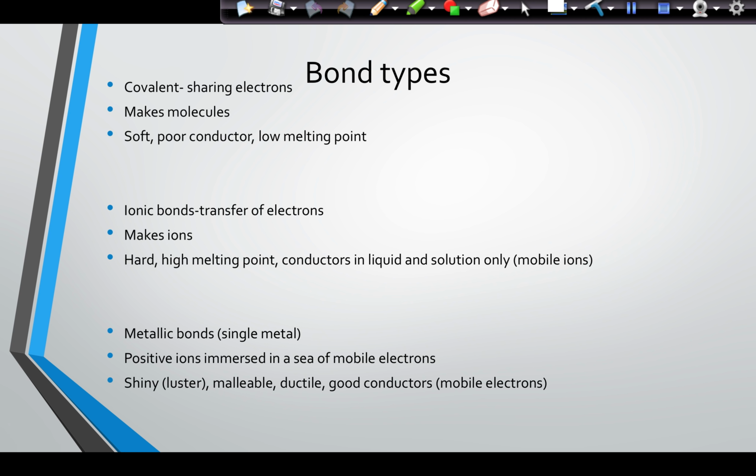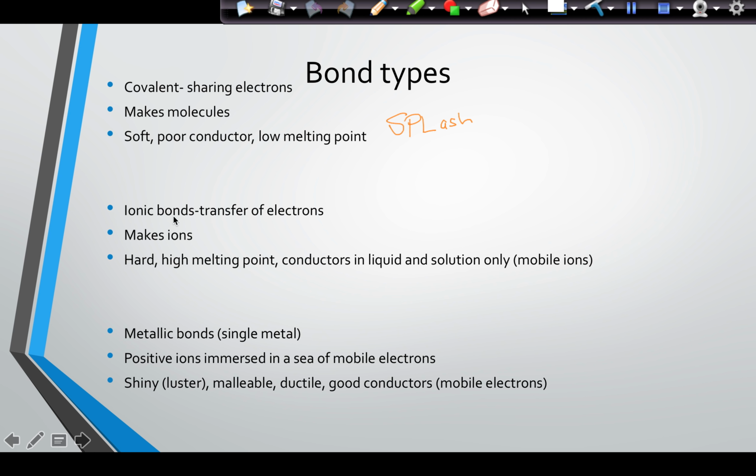In the chapter of bonding, don't forget about your bond types. Covalent is sharing electrons. We make molecules. Those molecules are soft, poor conductors, and have a low melting point. I usually use the word splash for molecular substances: soft, poor conductors, low melting point.